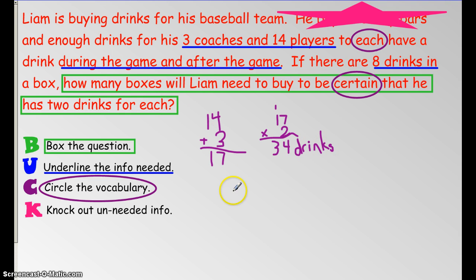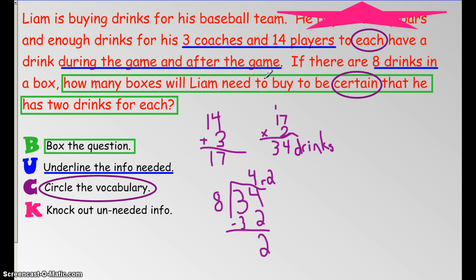So I am going to divide my 34 drinks by 8. I'm going to break that up into groups of 8 because I've got my large number of drinks and I know they come in groups of 8. So I know that 8 will go into 34. 4 times 8 is 32. Subtract, and I have 2 left over. So 4 remainder 2.